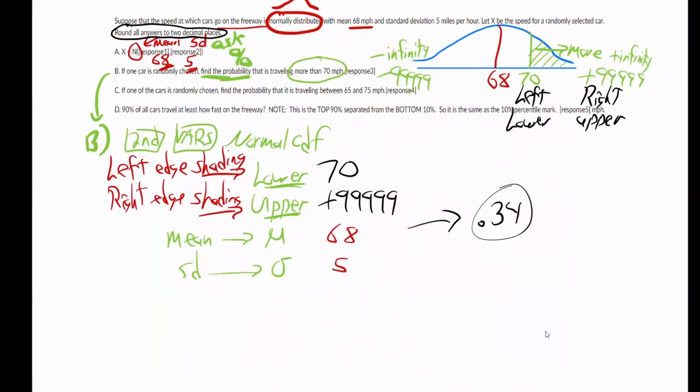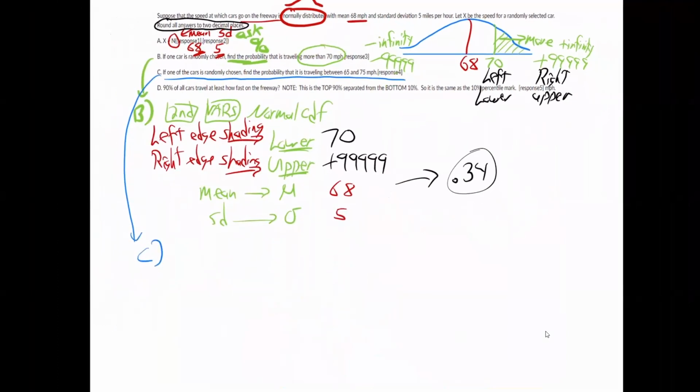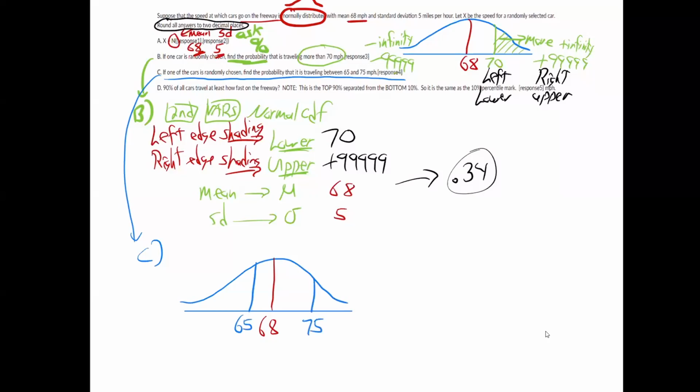All right, now for part C. Coming on down for part C. It says find the probability of travel between 65 and 75. Okay, so we're going to draw ourselves a little bell curve. And we always put the center, which is 68. That's the mean, right? And they said between what? Well, 65 and 75. So where's that? Well, 65 is about right here, just a little left of 68, and 75 is a little further to the right. And they said between, so that would be shading in between.